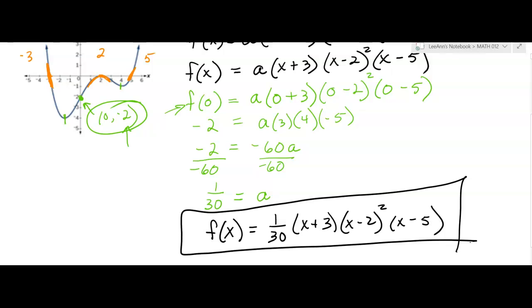Okay, so hopefully you'll have fun with a problem like that. The tricky thing is finding a, but remember you're going to use a point that you know, preferably the y-intercept, but they may give you another point.